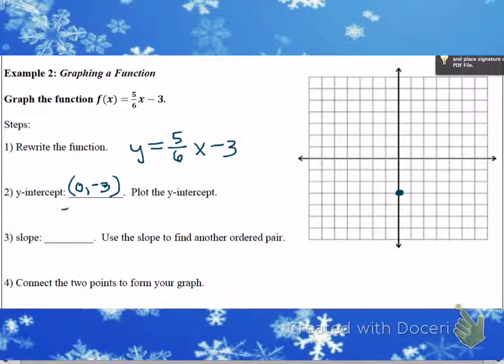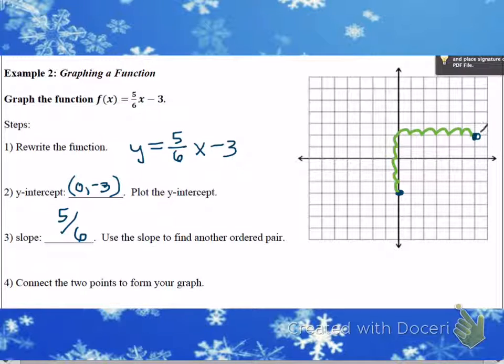Then we follow the slope. The slope is 5/6. That's going to indicate that I go up 5 and over 6. 1, 2, 3, 4, 5. 1, 2, 3, 4, 5, 6. And I plot my point.